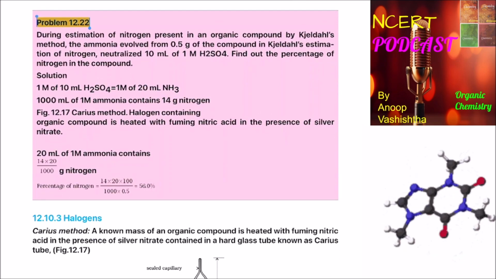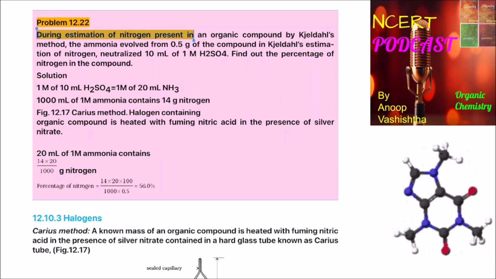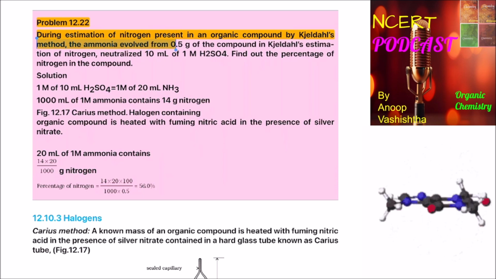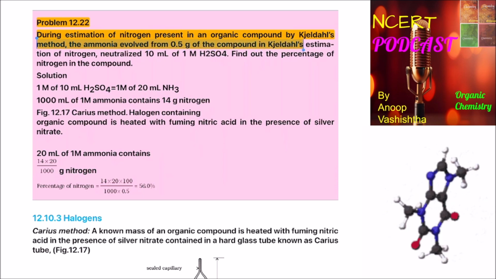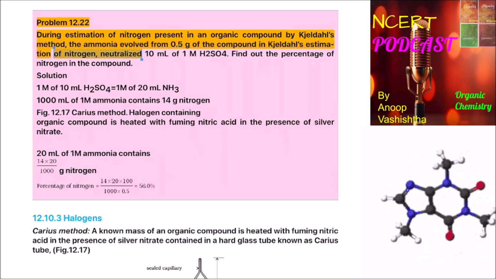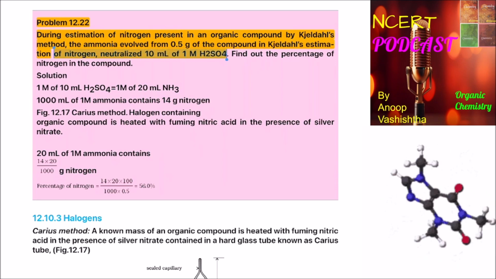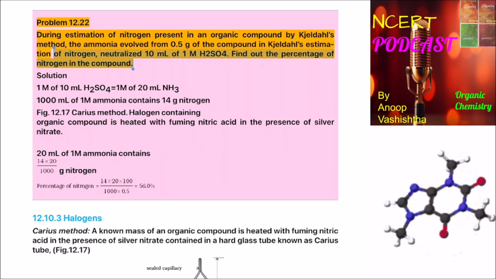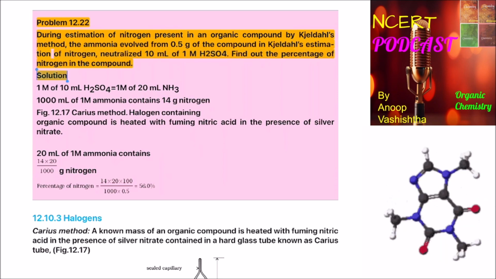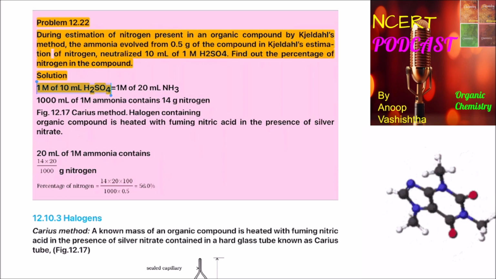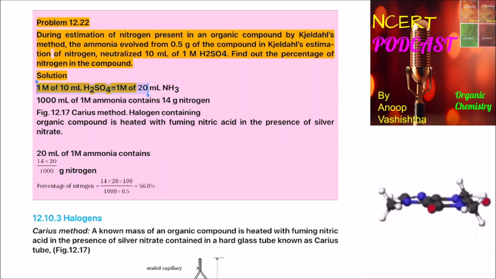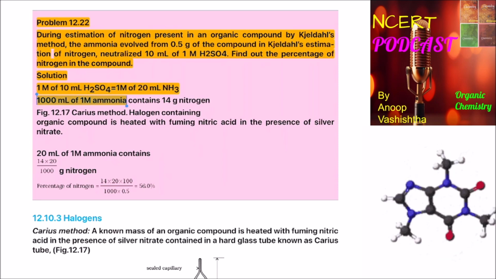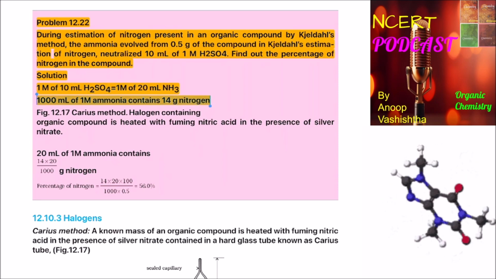Problem 12.22. During estimation of nitrogen present in an organic compound by Kjeldahl's method, the ammonia evolved from 0.5 grams of the compound neutralized 10 milliliter of 1 molar H2SO4. Find out the percentage of nitrogen in the compound. Solution: 10 milliliter of 1 molar H2SO4 is equal to 20 milliliter of 1 molar NH3. 1000 milliliter of 1 molar ammonia contains 14 gram nitrogen.